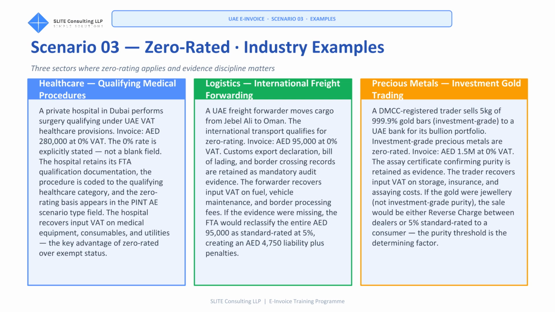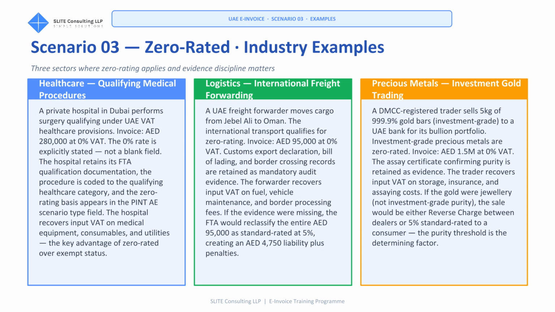Third, precious metals. A DMCC-registered trader sells 5 kilos of 99.9 gold bars to a UAE bank for 1.5 million dirhams at 0%. The assay certificate confirming purity is the evidence. Below the purity threshold, treatment changes completely.